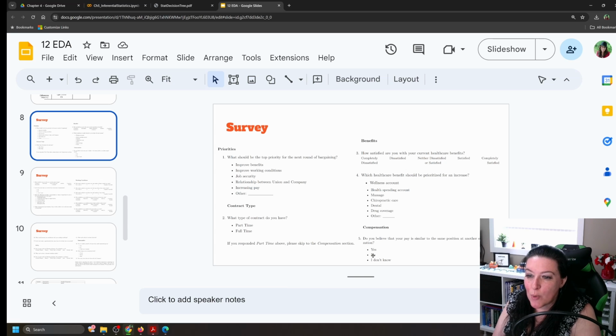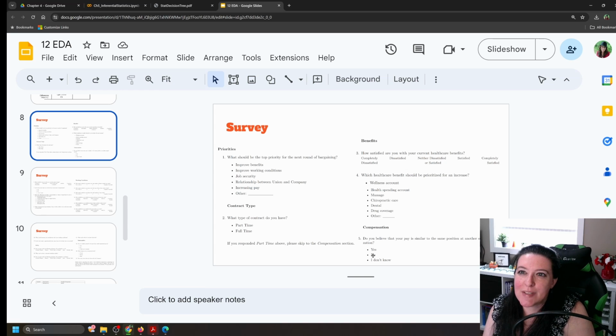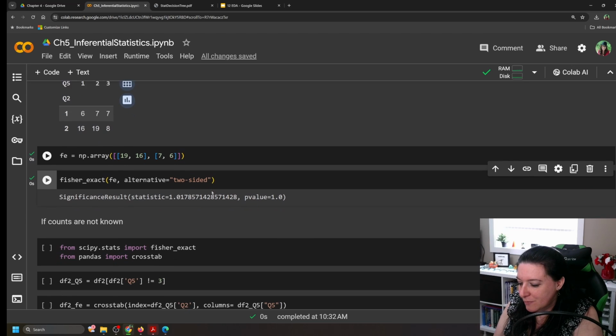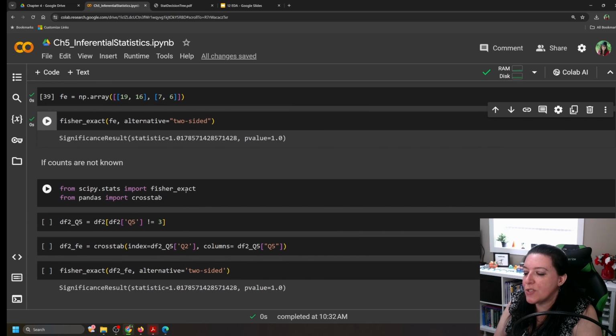If the p-value was small, then we are saying there is a difference. So for most of these tests, if you have a small p-value, there is a difference. If there is a large p-value, there is no difference, is the general interpretation here. What if the counts are not known?